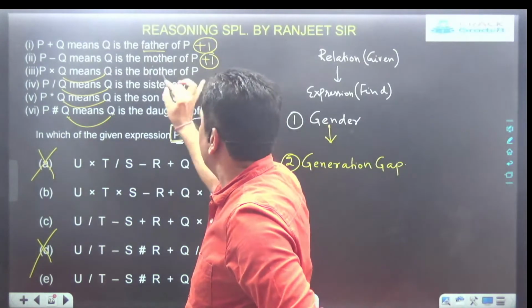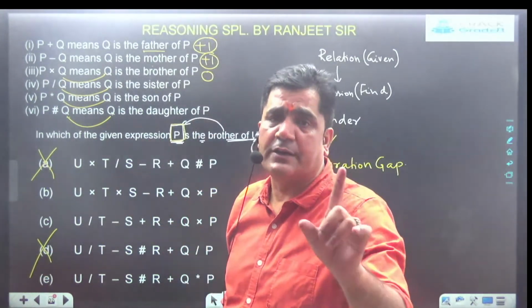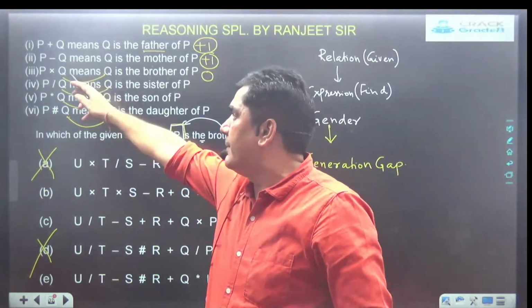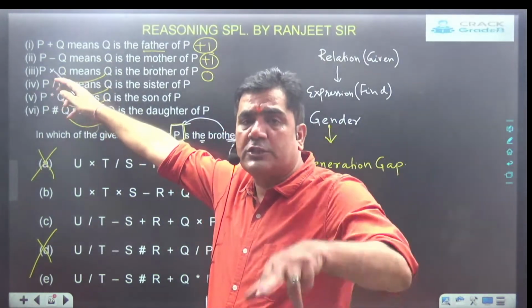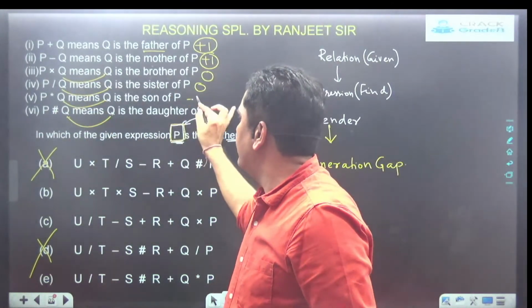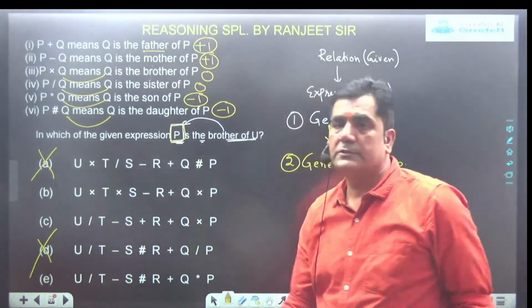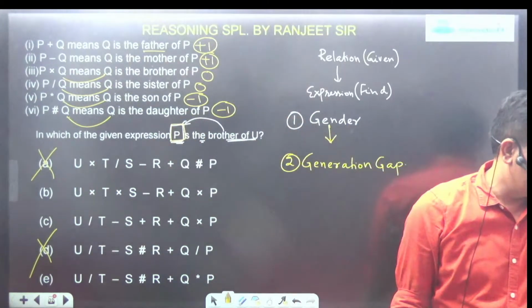So here, if father is going to come, I will write father as plus 1, mother as plus 1, brother as 0. Me and my brother will be in the same generation. So whenever any relation comes as a symbol, cross means brother, brother means 0. Division means sister, sister means 0. Son will be minus 1 and daughter will be minus 1. Clear?